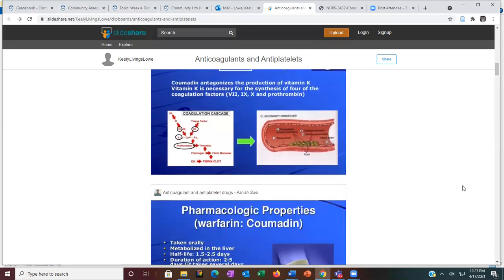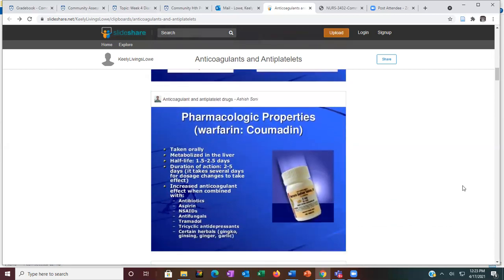Okay. The properties of warfarin, okay, the brand name is Coumadin, generic name warfarin. It can only be taken orally. So warfarin derivatives are only oral, okay? So what that means is they have to be metabolized in the liver before they become active. And so they last in the body about 1.5 to 2.5 days. The duration of action is about 2 to 5 days.